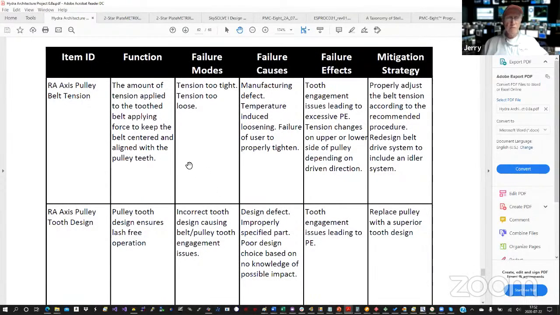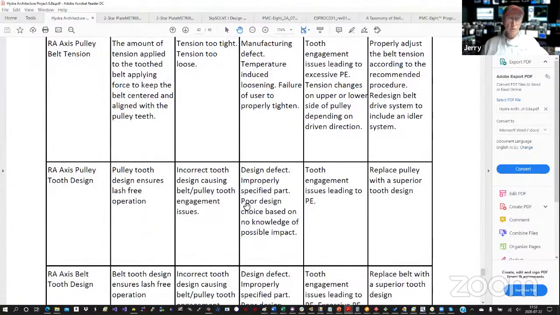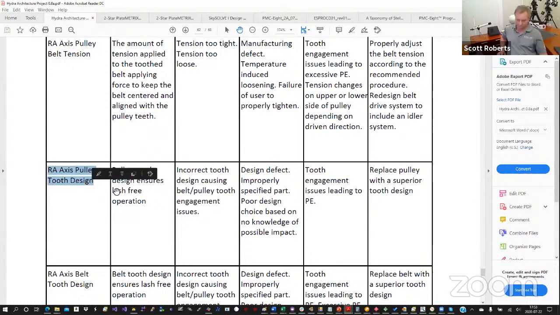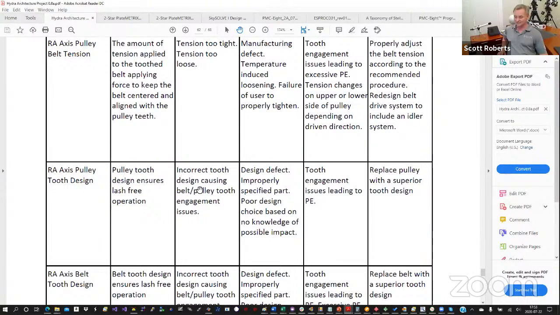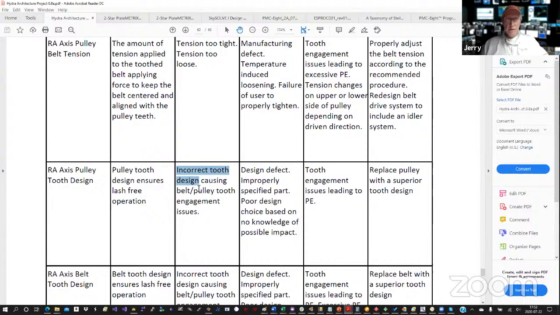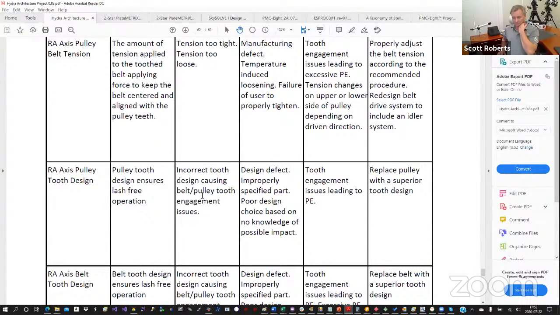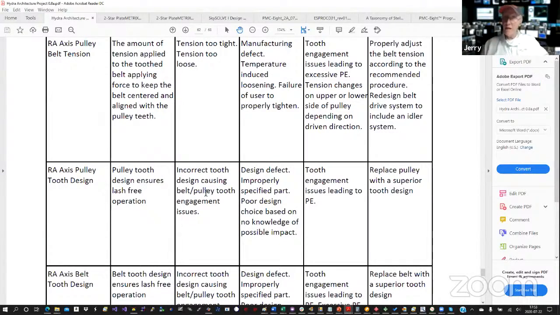This covers both design problems and break-fix type problems. So for example, I don't want to go into this, I'm ready to move on to the next thing, but this is an example of our tooth design. Is our pulley tooth correct for what we're trying to use it for? The design of the pulley tooth should ensure lash-free operation. That's a major design goal. That's the assumption. And the failure mode is that the incorrect tooth design is causing engagement issues, which show up as PE errors, which is what we have actually identified.